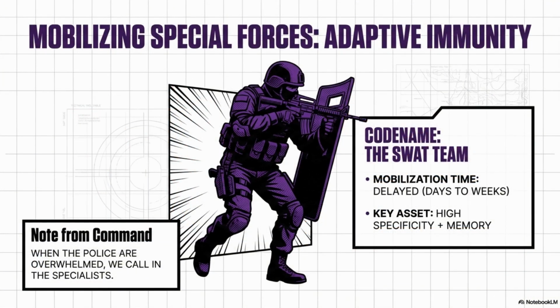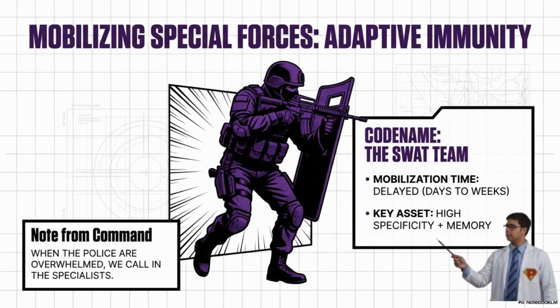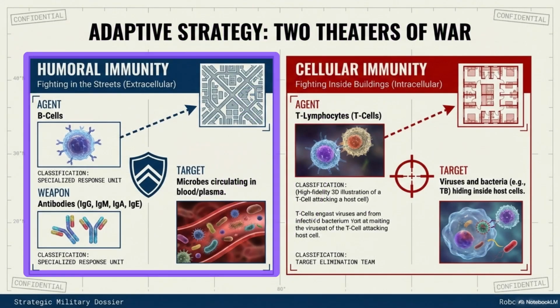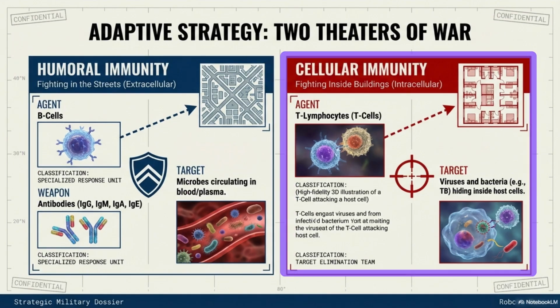The next line of defense is adaptive immunity, which is acquired and specific. This is the SWAT team. It takes time to mobilize, from days to weeks, but it is highly specific and has memory. Humoral immunity, B cells. It is mediated by antibodies IgG, A, M, E, D. It targets extracellular microbes like bacteria in blood. Cellular immunity, T cells. It is mediated by T lymphocytes and targets intracellular microbes like viruses, TB.